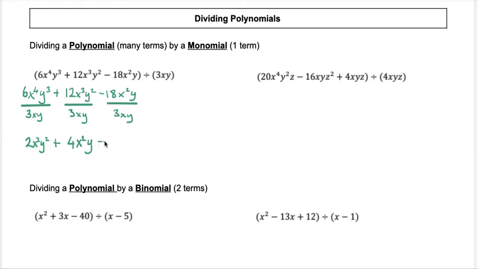And our minus comes down. 18 divided by 3 is 6. X squared divided by x is simply x. And y divided by y is just 1.